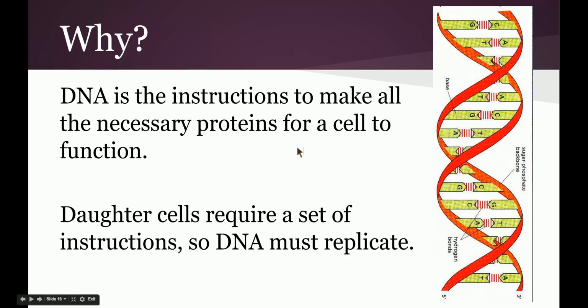Now, why would your DNA need to copy itself? DNA is the instructions to make all of the necessary proteins for a cell to function. The proteins are really the bread and butter for your cells. They're the structures of your cells, how they make themselves and how they run themselves. Daughter cells are going to need a full set of instructions so that they can run themselves and be fully functioning cells. So in order to form fully functioning daughter cells, we need a way to copy this DNA, this code, to carry on the function of a cell.